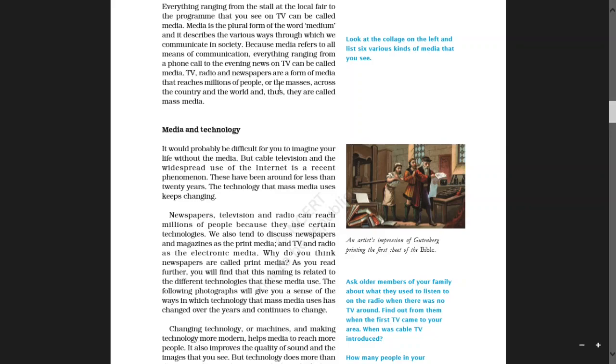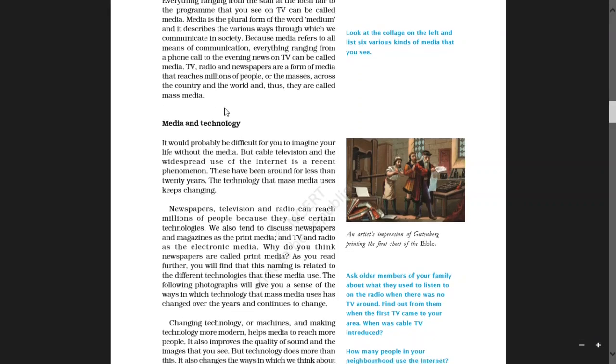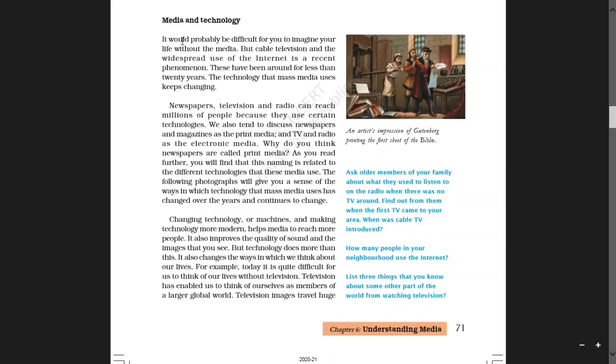TV, radio, and newspapers are a form of media that reaches millions of people, or the masses, across the country and the world, and thus they are called mass media. So TV, that is television, radio, and newspapers reach each and every nook and corner of the world, reaching millions of people, a great number of people. That is why they are called mass media.